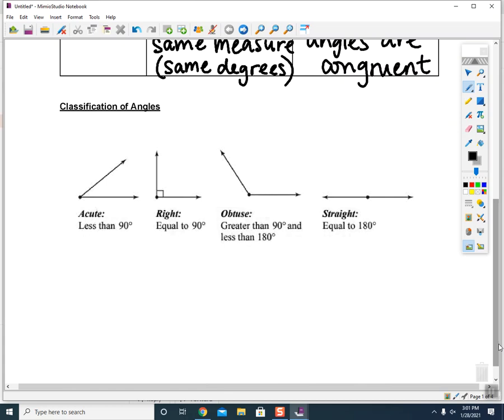So I have 4 different classifications of angles. I have acute angles, less than 90 degrees. Right angles are equal to 90. Obtuse are greater than 90 degrees and less than 180 degrees. And then straight angles, or a straight line, is equal to 180 degrees.